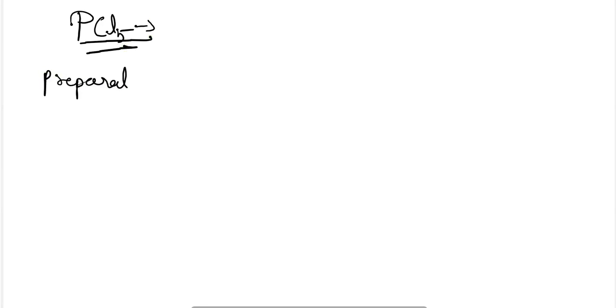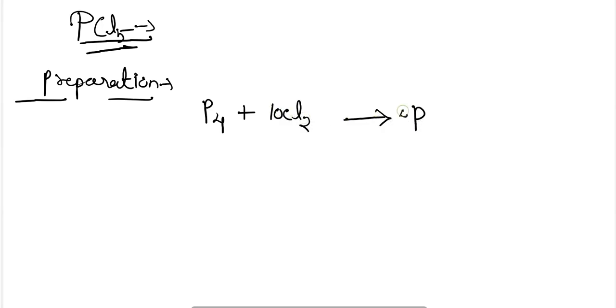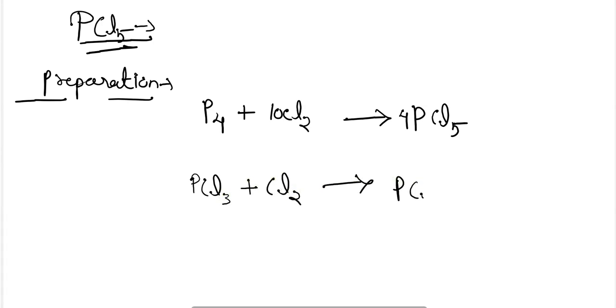Next is PCl5. First is the preparation. How is it prepared? P4 plus 10 Cl2 will give 4 PCl5. Also, as we have seen in the previous topic, we can prepare phosphorus pentachloride from phosphorus trichloride as well.